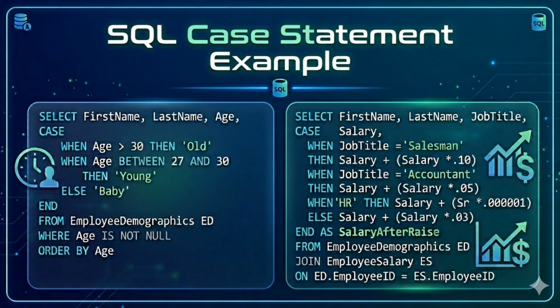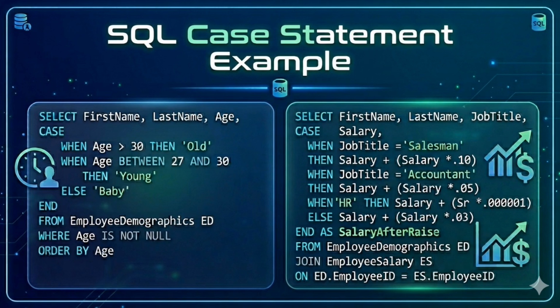Now that we understand how the case-when statement works, let's look at some practical examples. In the first example, we're selecting first name, last name, and age from the employee table. Here, the case statement is used to categorize employees based on age. If the age is greater than 30, the result is labeled as old. If the age falls between 27 and 30, it's labeled as young. And for all other cases, it defaults to baby. We also ensure that age is not null. And finally, we sort the results by age.